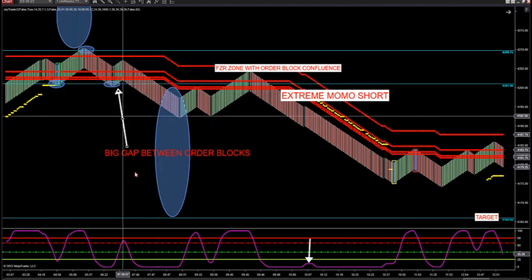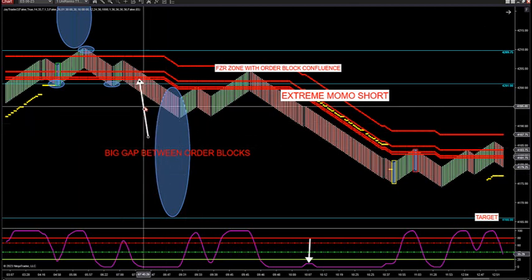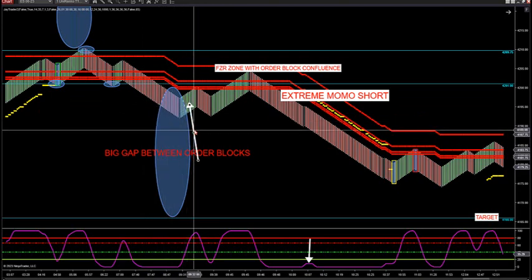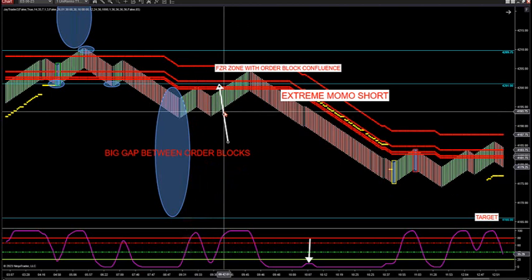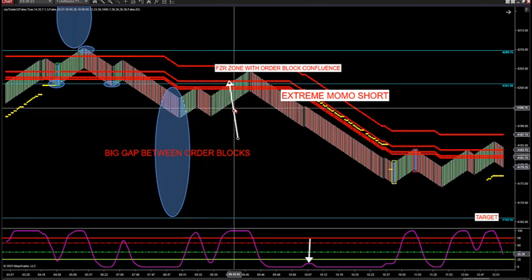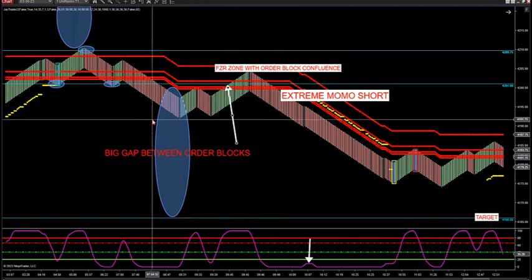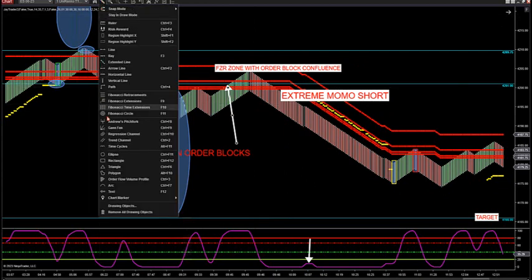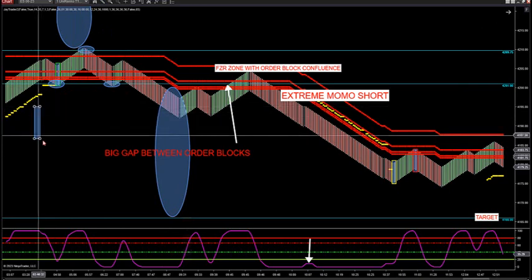And what I went over is, I said to look for the oscillator below, look for us to break through the order block. When we retest the order block, you can look for a one FCR trade, or more importantly, what I was talking about yesterday to watch for was a momentum trade, because I saw a big gap between order blocks.